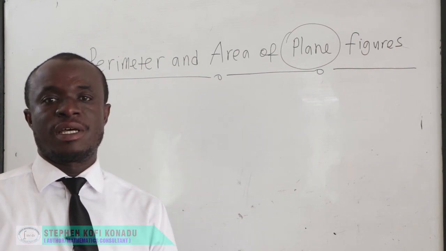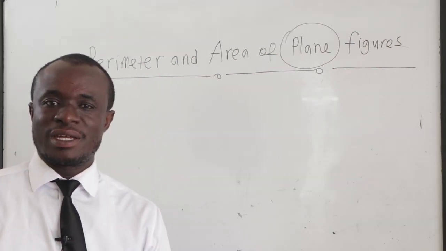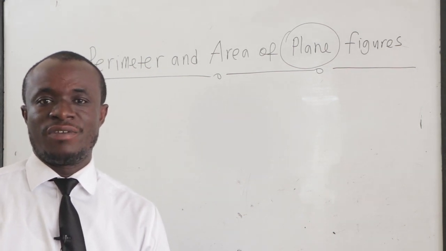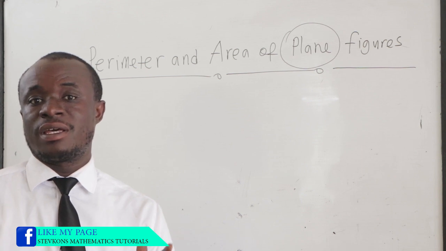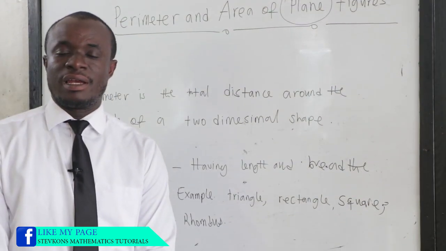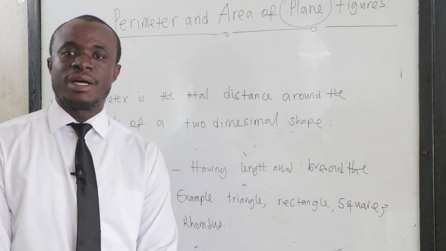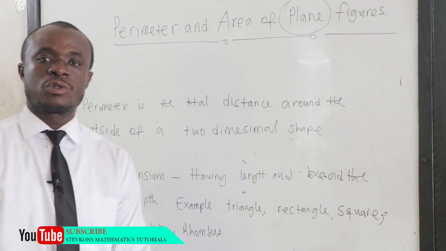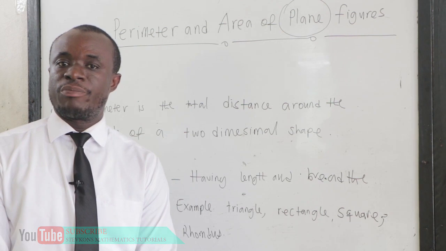Now, what is perimeter? Perimeter is the total distance around the outside of a two-dimensional figure. When you talk about two-dimensional, it means that it has length and breadth, but no depth. Examples are a rectangle, a square, a rhombus, a trapezium.